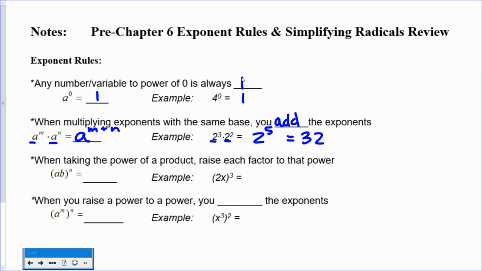If you're having trouble remembering what to do with the exponents, you can write this out the long way like you would have done in middle school. 2 to the 3rd means 2 times 2 times 2. And then times, and I'm multiplying by 2 squared, that would be 2 times 2. How many 2's do I have? Well, there would be 5, so 2 to the 5th power.